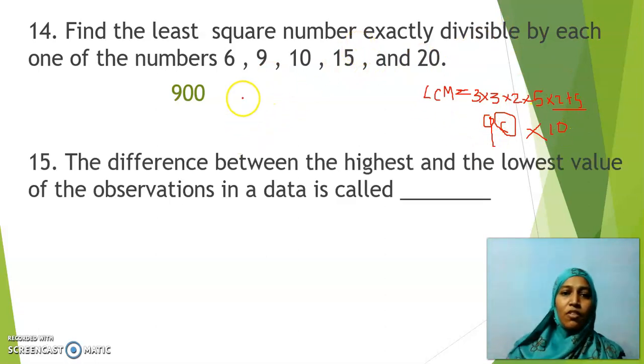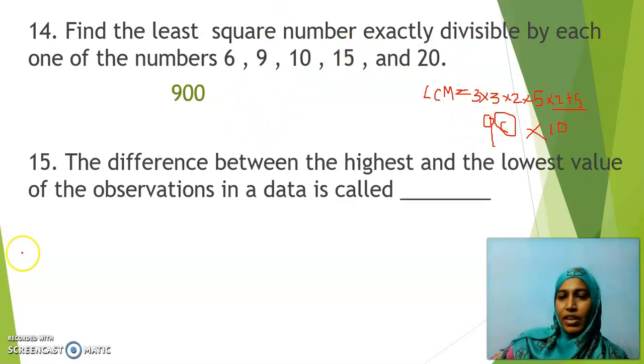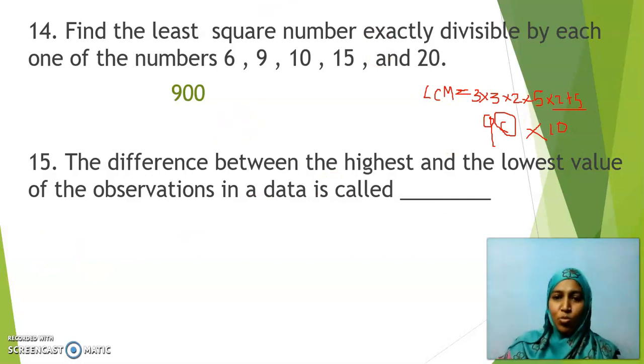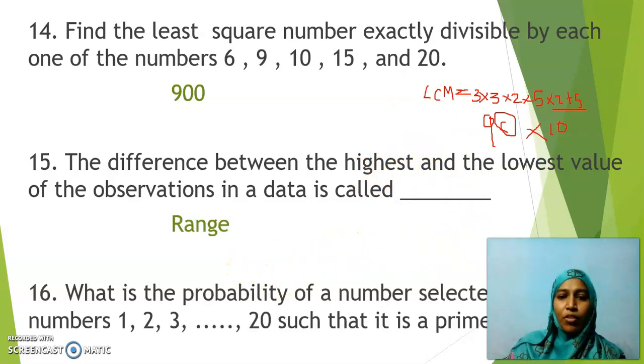Now the next question is the difference between the highest value and the lowest value. Instead of asking you largest value minus smallest value, it is just a change in wording. So it is the range. The next question is: what is the probability of a number selected from the numbers 1, 2, 3, and so on up to 20 being a prime number? From between 1 and 20, how many prime numbers are there?